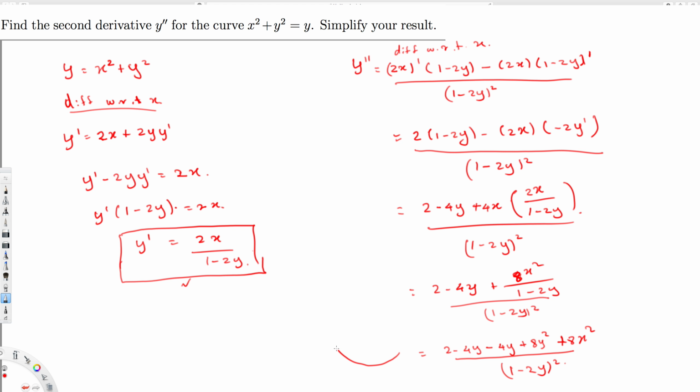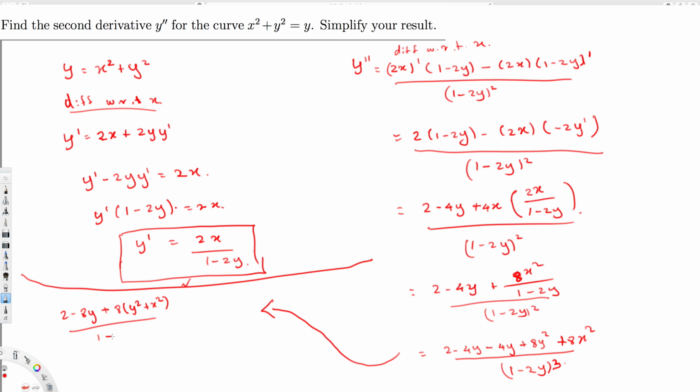So let's continue here. We have this 2 minus 8y, then 8y square, 8x square. We shouldn't forget the common denominator. When I multiply, there's going to be a common denominator here too, common for both. So I bring it to the bottom, and it's going to be to the power 3. Now 2 minus 8y, and plus, if I take 8 common here, it's going to be y square plus x square, over 1 minus 2y cubed.